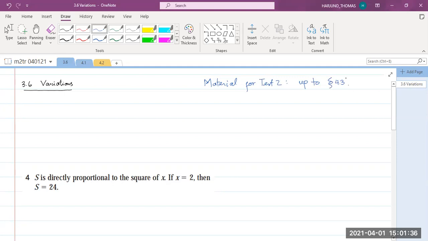Okay, so to be more precise, that will be from 2.7 and then 3.1 to 3.6, 4.1 to 4.3. Now 3.6 is an easy material.